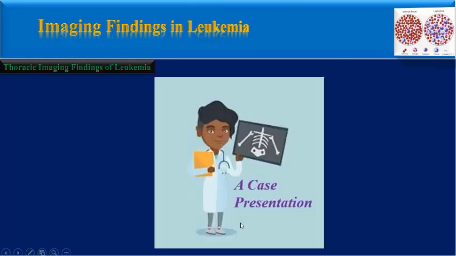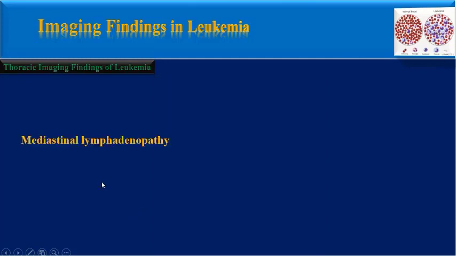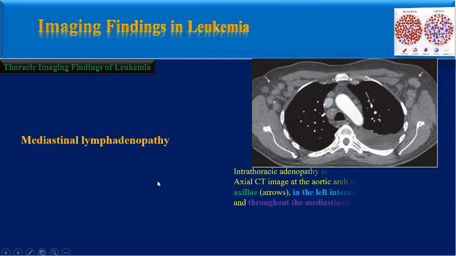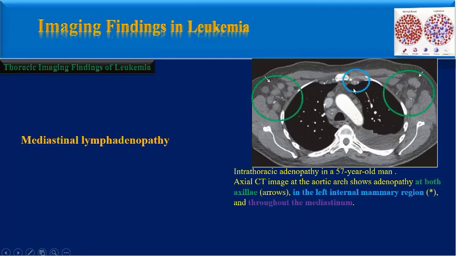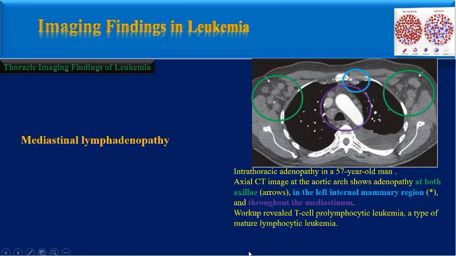Now a case presentation of leukemia with mediastinal lymphadenopathy. This axial CT image in a 57-year-old man at the aortic arch shows adenopathy at both axillae, in the left internal mammary region, and throughout the mediastinum. Workup reveals T-cell leukemia, and cytologic evaluation of the left pleural effusion also reveals leukemic cells.